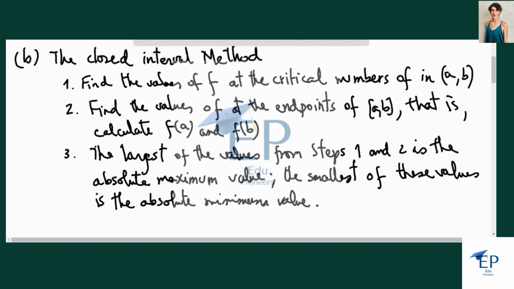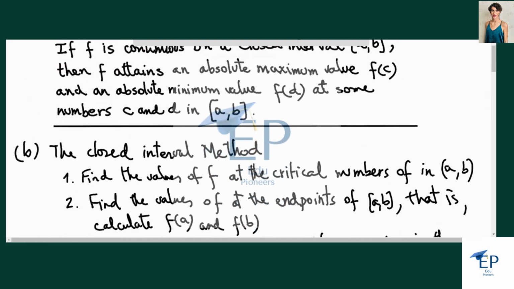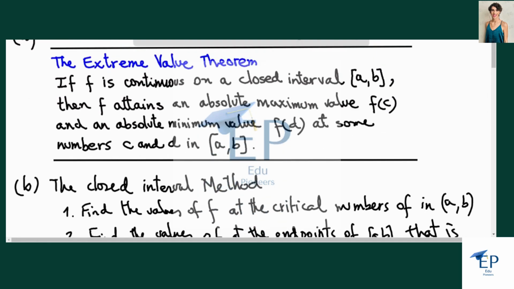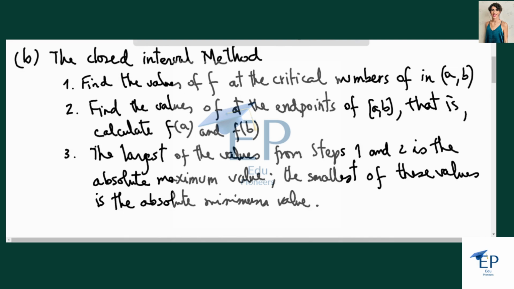So we make a summary. Under the hypothesis of the extreme value theorem, that is, a function is continuous on a closed interval [a, b], in step one, we find the values of the function at the critical numbers of f. So we find the critical numbers of f in the interval (a, b). That is the values in that interval for which the derivative doesn't exist or is equal to zero.